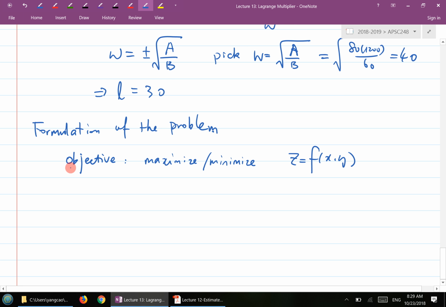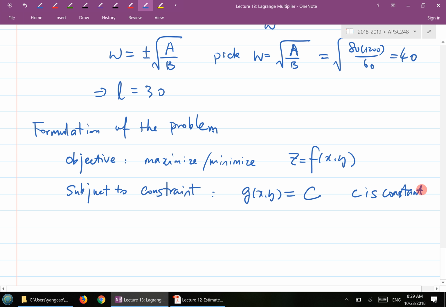However, you do have a constraint, so subject to a constraint, and the constraint will be denoted as g of x, y equal to c, where c is a constant. So this is a formal formulation of this constraint problem. You have a function of two variables, and you also have a constraint here.